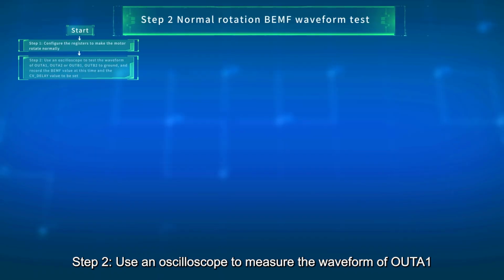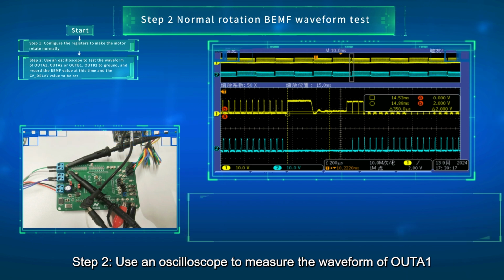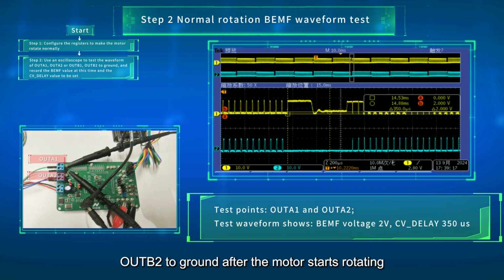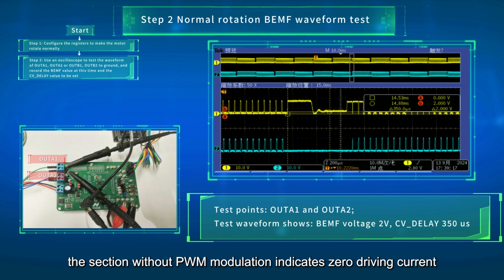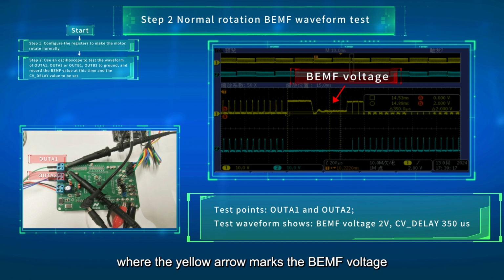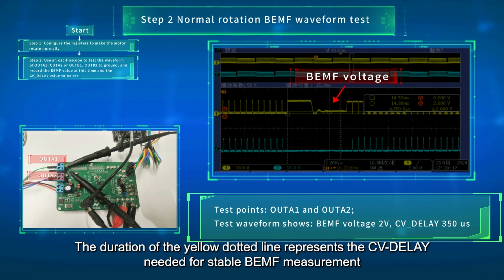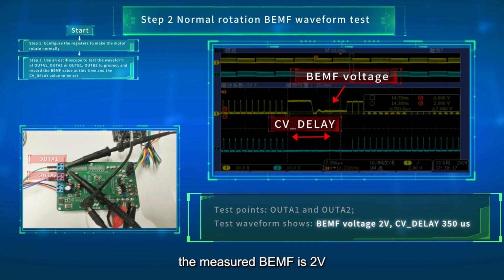Step 2. Use an oscilloscope to measure the waveform of out A1, out A2, or out B1, out B2 to ground after the motor starts rotating, effectively measuring the motor winding voltage. In the waveform, the section without PWM modulation indicates 0 driving current, where the yellow arrow marks the BEMF voltage. The duration of the yellow dotted line represents the CV delay needed for stable BEMF measurement. In the example, the measured BEMF is 2 volts, and CV delay is 350 microseconds.